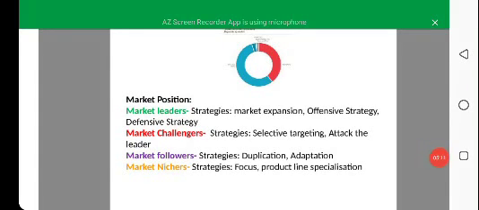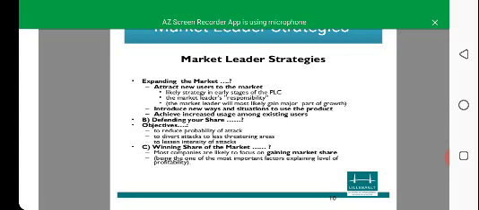The market nicher focuses on serving a segment within the segment, or a market where the big companies, the leader, follower or challenger don't go, or the area, specs or features which are needed but not identified by the other companies. So niche marketing is to go and identify those areas and develop strategies.